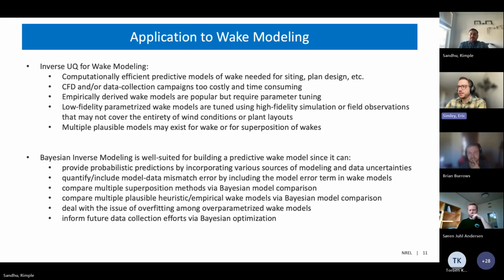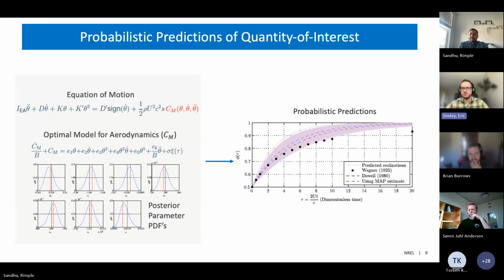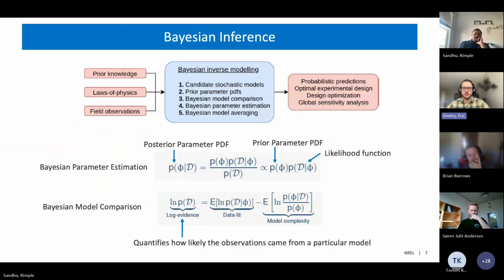Yeah, I thought that was really interesting, especially learning about the log evidence function and how you can use that to evaluate the model itself. I wasn't familiar with that before. Any questions for Rimple? No? All right. Here's a question from Brian.